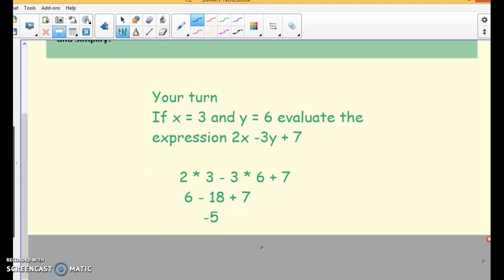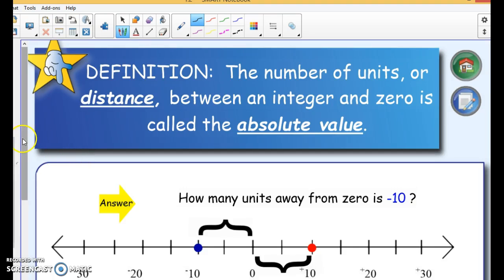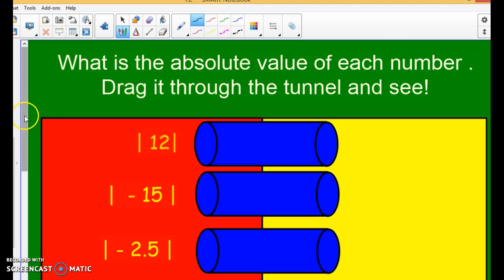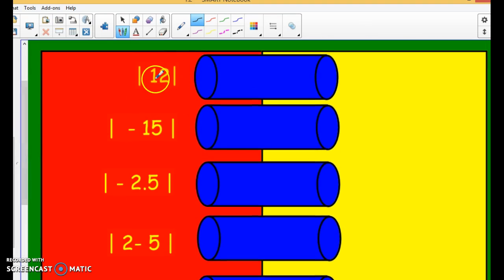And then you see that this is a two-part homework, so we also have some absolute value work to do. Remember, absolute value cannot be negative. It is just your distance away from 0. So negative 10 and 10 are both 10 spots away from 0. So you could say your answer is negative 10 or 10 if it's asking how many spots away from 0 it is. So just reviewing some absolute value with the magic tunnel. I know how much you guys like this.